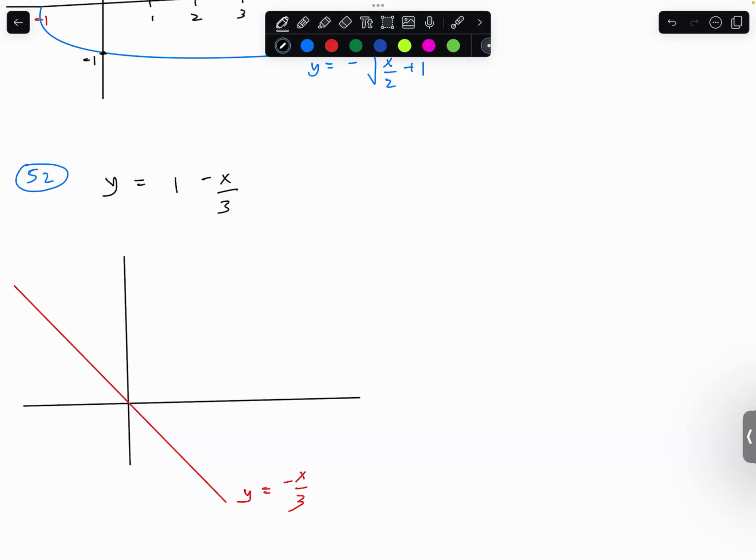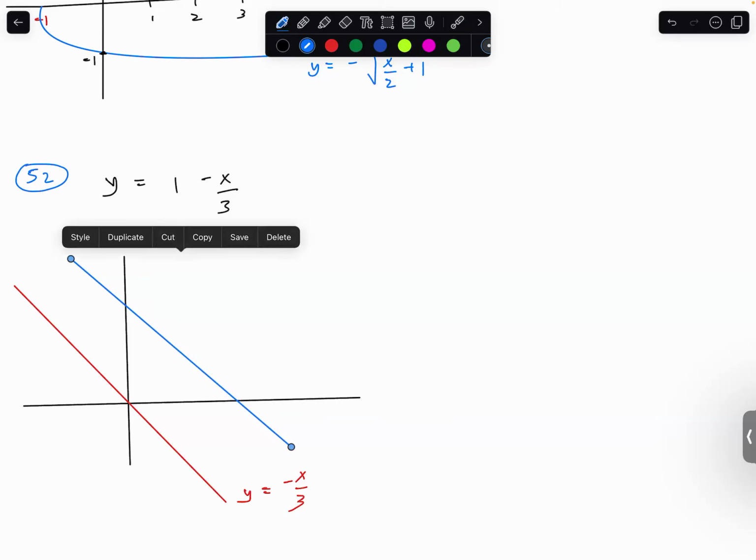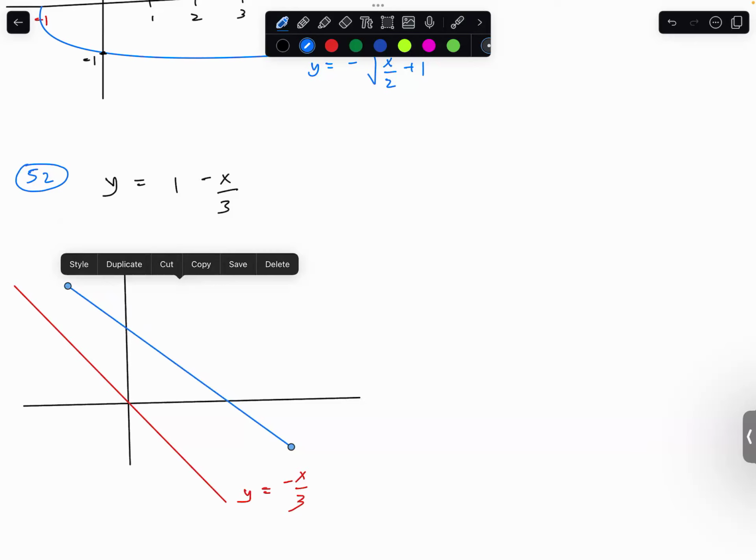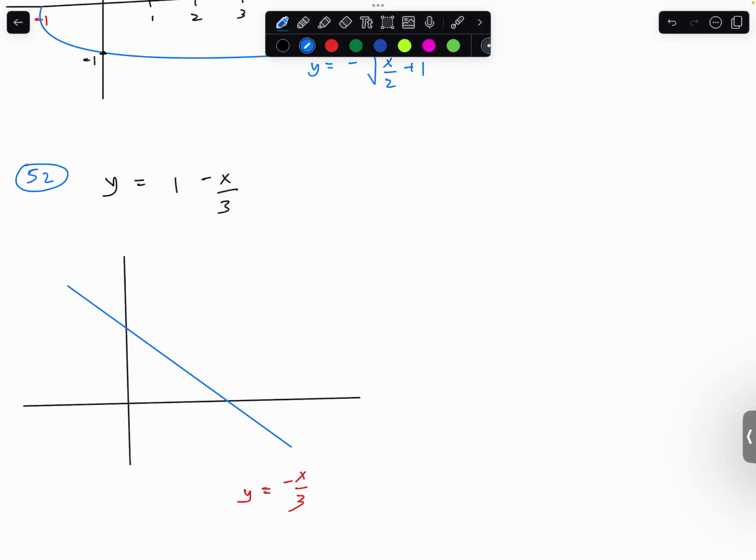And then we have plus 1. This plus 1 moves the graph 1 unit on the y-axis because we have an addition of constant 1 and it's positive, so it moves up 1 unit. So this is going to be something like this. Actually it should be more like this, and we can delete this. We don't need this anymore.